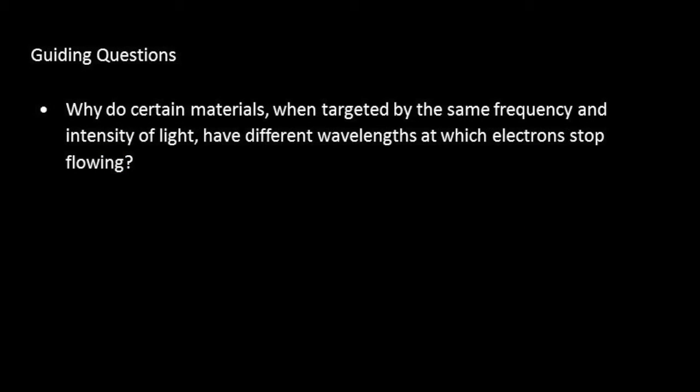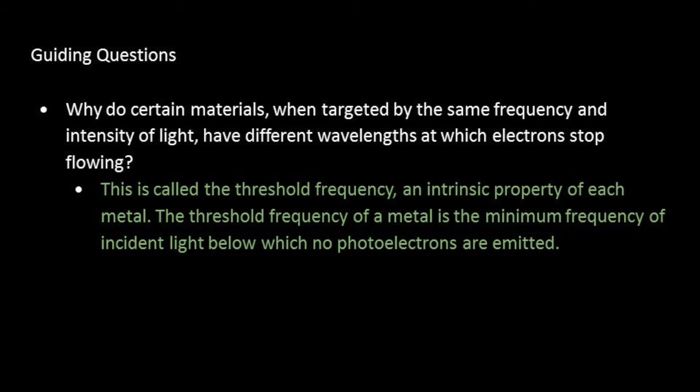Why do certain materials, when targeted by the same frequency and intensity of light, have different wavelengths at which electrons stop flowing? Well, this is called the threshold frequency, an intrinsic property of each metal. The threshold frequency of a metal is the minimum frequency of incident light below which no photoelectrons are emitted.